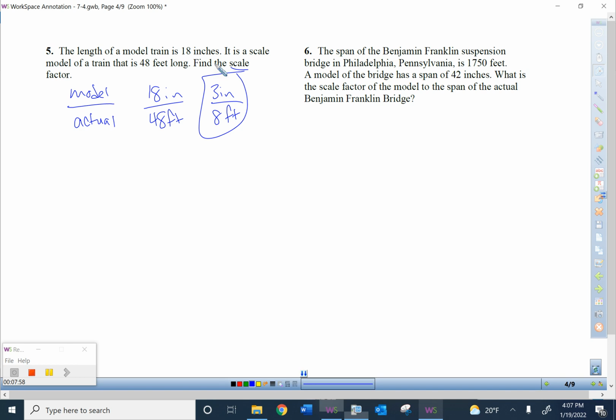Okay, I want you to pause the video and try number 6 because it's very similar to what we've been doing. Okay, this one, you should have had 42 inches over 1750 feet. And that reduces to 3 inches over 125 feet.